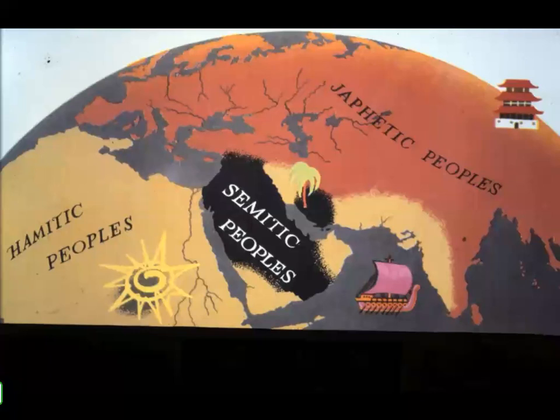As could be expected, the descendants from Noah's three sons resulted initially in the nations forming into three groups, as depicted here. The European nations came from Japheth, the Middle Eastern nations, including Israel, came from Shem, and the African and other darker-skinned nations came from Ham.